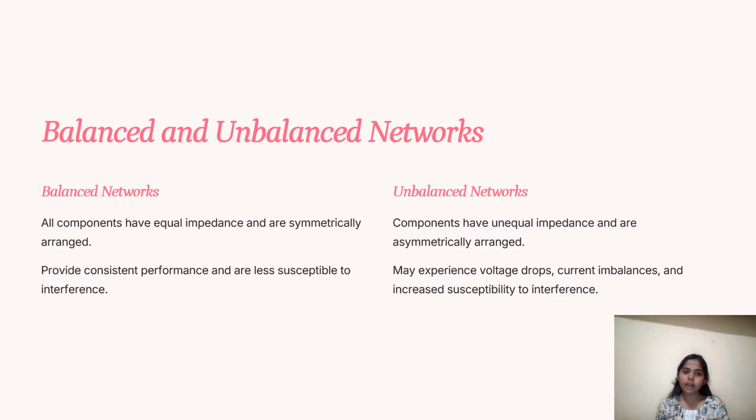Let's see the difference between balanced and unbalanced networks. In balanced networks, all components have equal impedance. In unbalanced networks, components have unequal impedance. Balanced networks are arranged symmetrically, while unbalanced networks are arranged asymmetrically. Balanced networks provide consistent performance and are less susceptible to interference. Unbalanced networks may experience voltage drops, current imbalance, and increased susceptibility to interference.